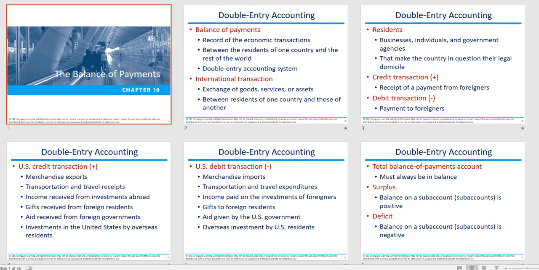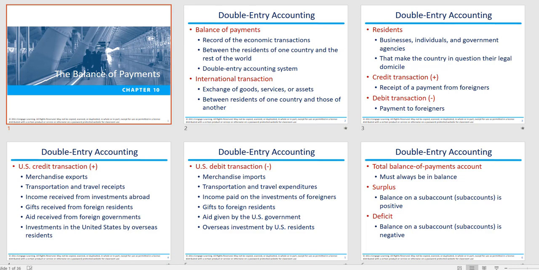The balance of payments follows a double entry accounting method, meaning that for every international transaction there are two records, a credit and a debit, so that at the end, like the common T in accounting, the credits equal the debits.